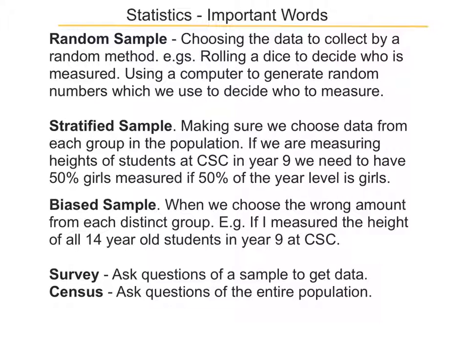The last thing is a survey. A survey is when you ask questions of a sample to get information or data. A census is when you ask the entire population. Everybody gets asked.